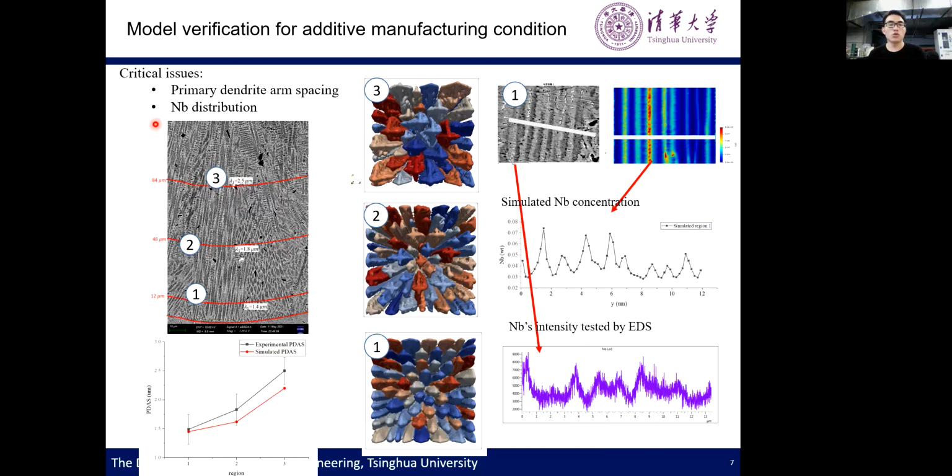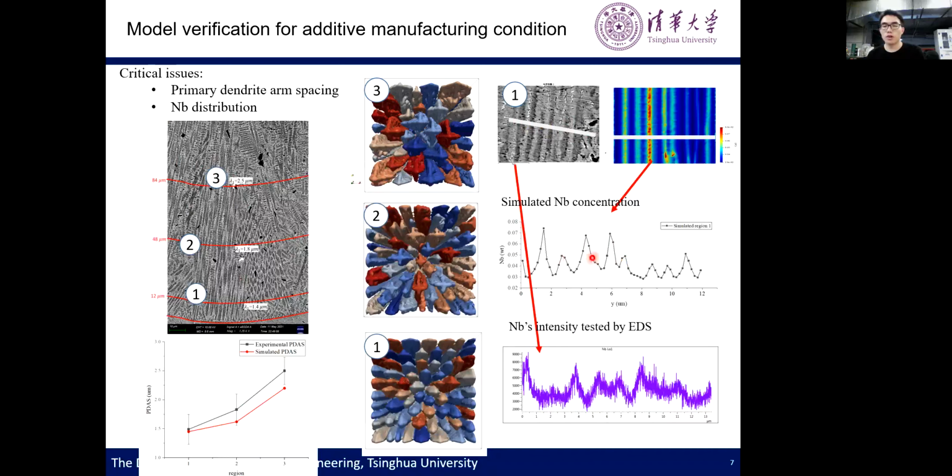Another issue is the niobium distribution. We carry out a line scanning of the niobium distribution using EDS in a SEM machine. And here is the niobium intensity measured by the EDS. And here is the simulation result extracted from our simulation results.